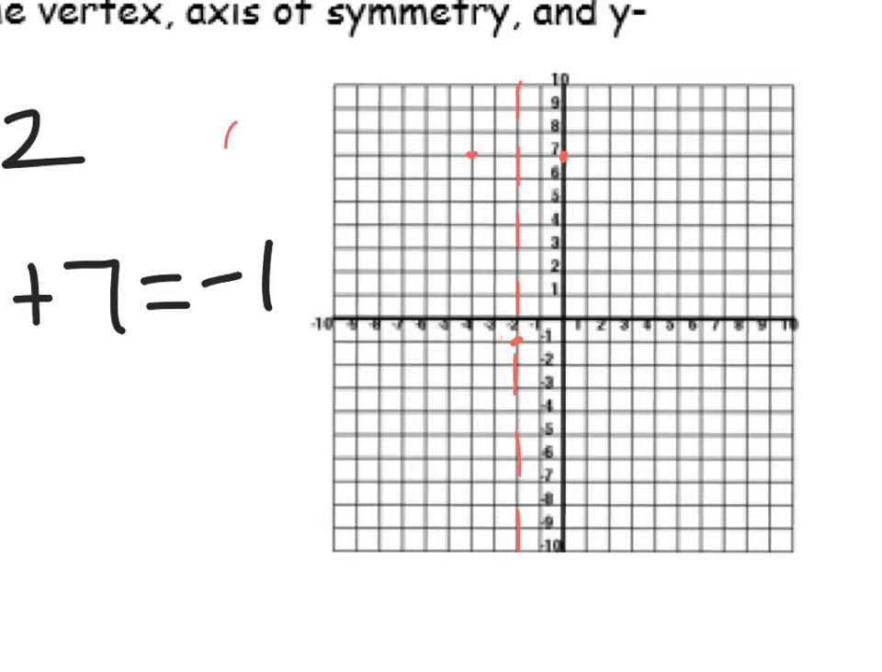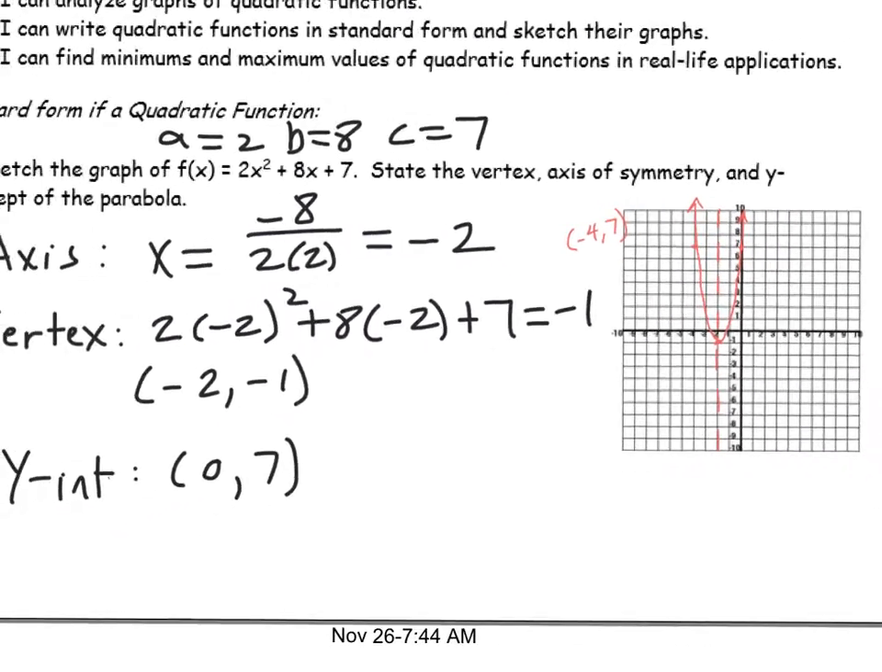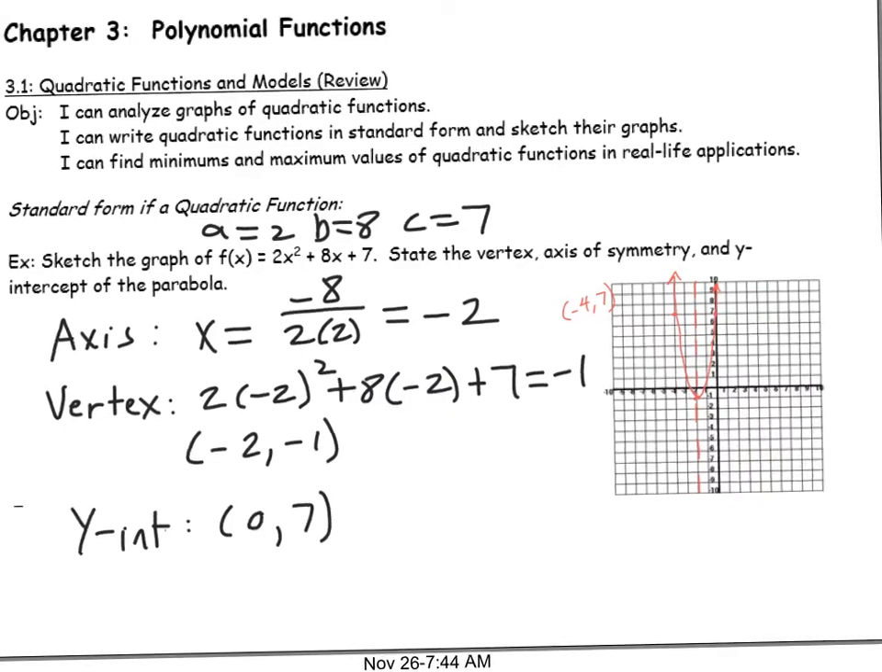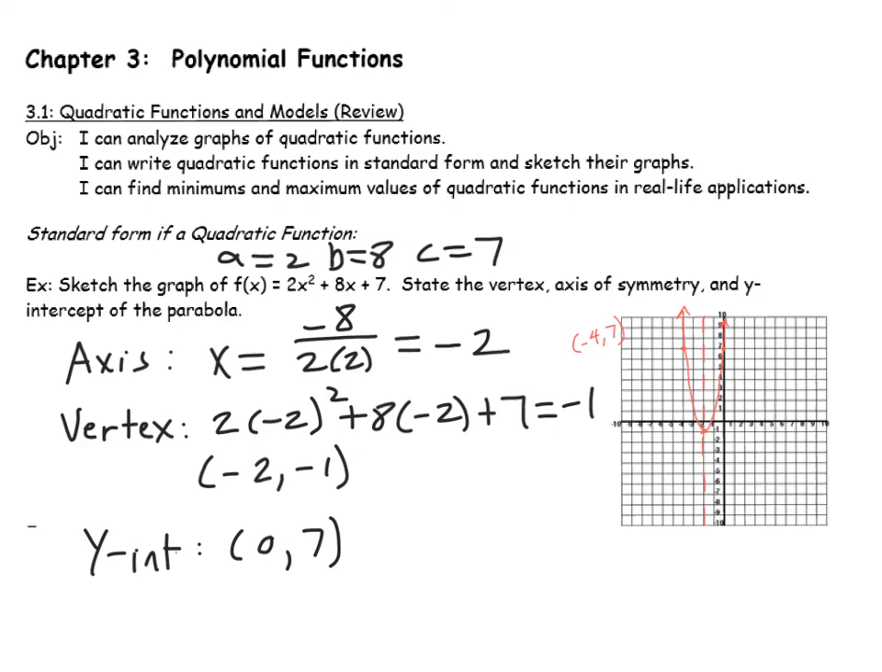And I'll reflect this other point right here, which I should label. From reflecting it, I got -4, 7, but that will do the trick, because once I have those 3 points, good to go. It gets a little bit skinnier quadratic, because that leading coefficient's 2. Right, that's a vertical stretch, so it's a little skinnier. It's got that vertex at -2, -1, opens up, and there you go. There's a graph in standard form.